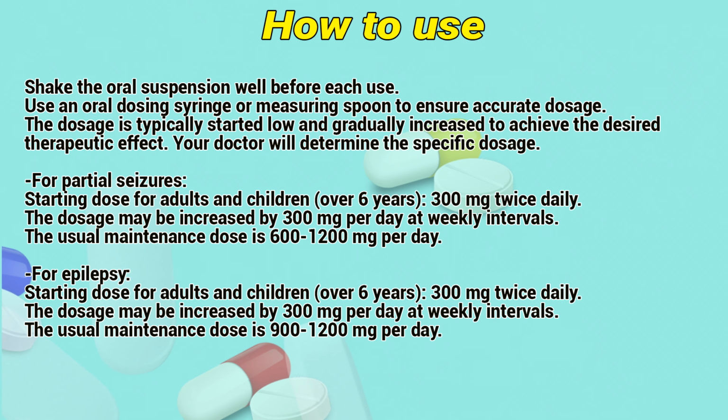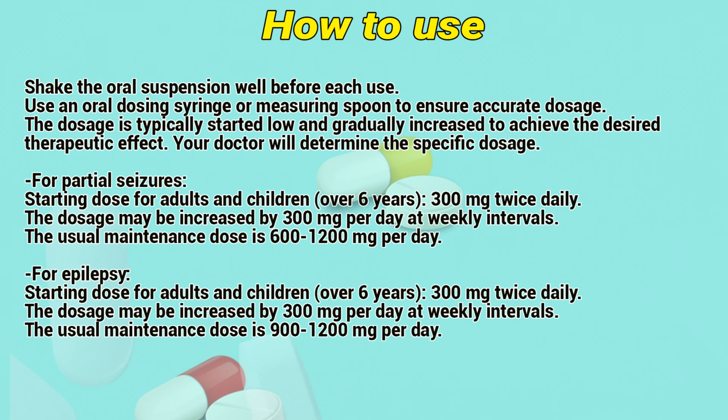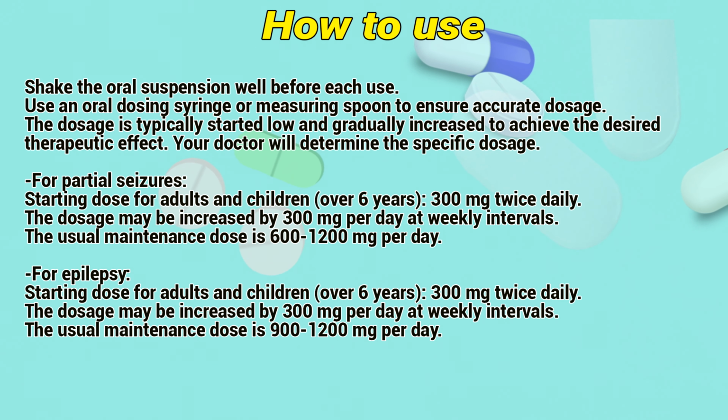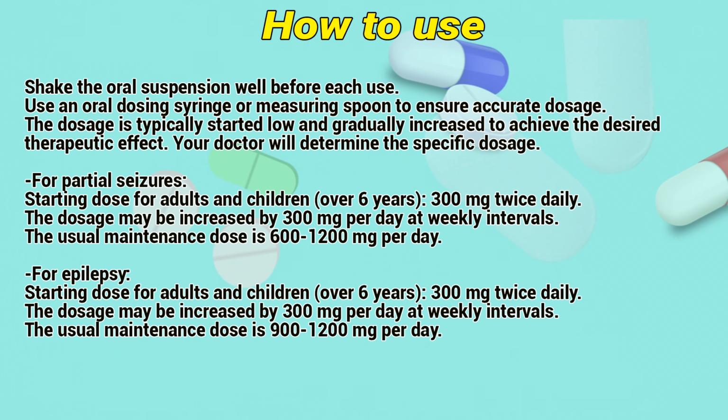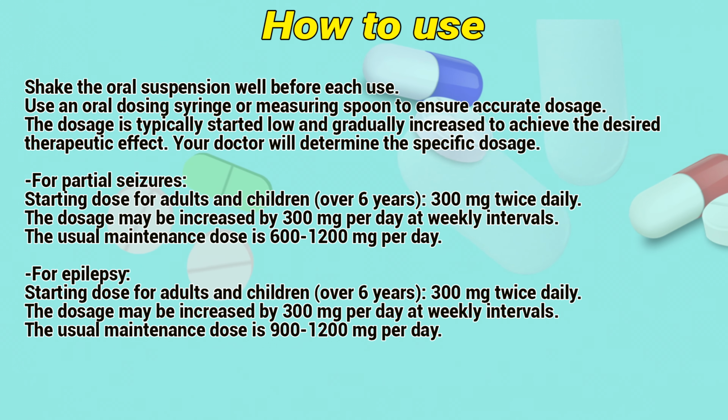For partial seizures, starting dose for adults and children over 6 years, 300 mg twice daily. The dosage may be increased by 300 mg per day at weekly intervals. The usual maintenance dose is 600 to 1200 mg per day.